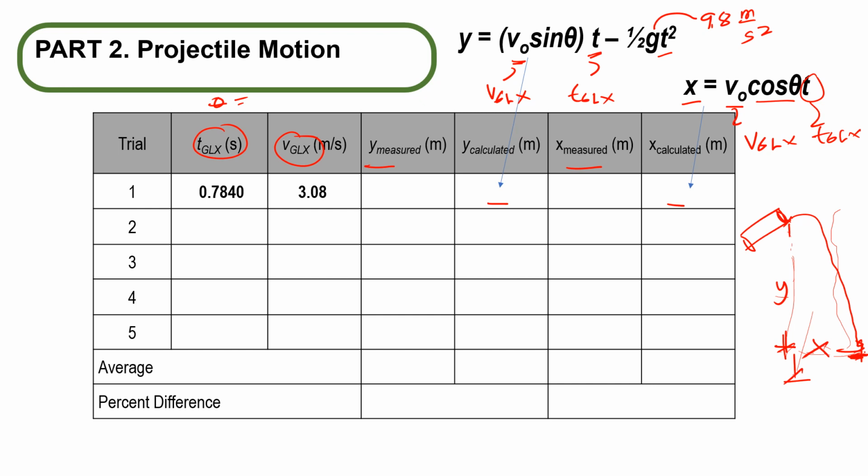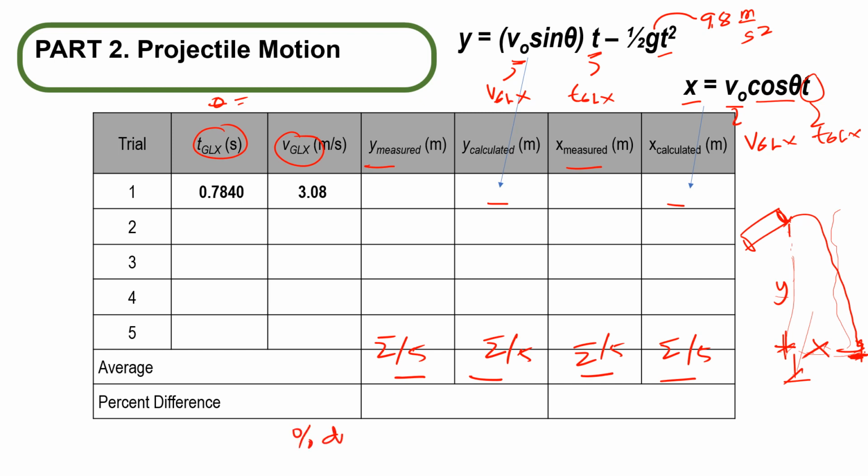And then after that, we have to compute for the average. To compute for the average, we just have to get the sum and then divide by 5. The same thing with this one: the summation of the x measured divided by 5, same thing with the x calculated. So this is the summation of the x calculated divided by 5. And then after that, we have to compute for the percentage difference using the formula.